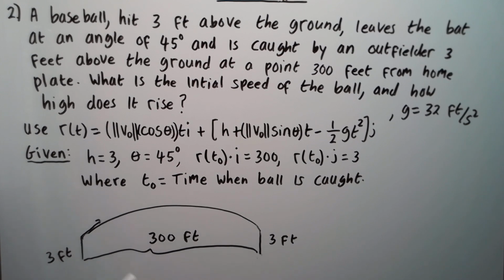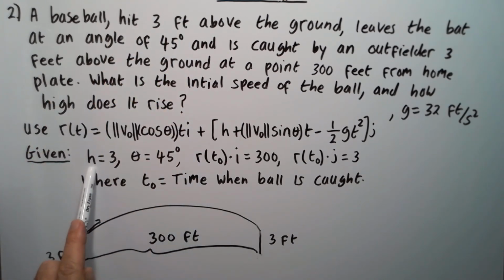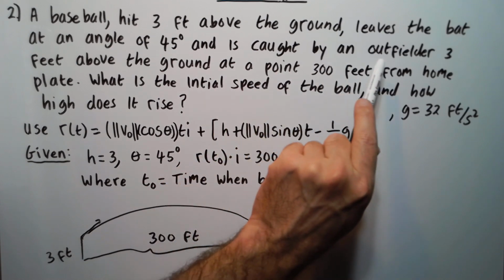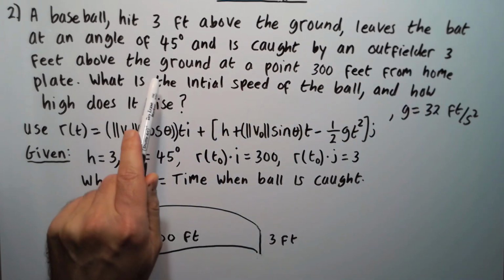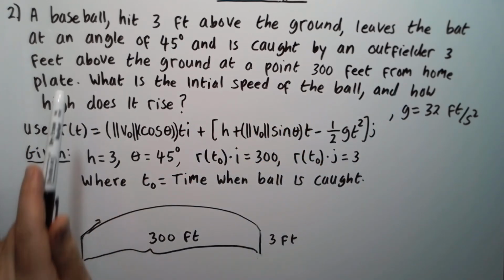Okay, so here's what's given. We're given the height. So the ball is hit 3 feet above the ground. That means h is 3. The angle is 45 degrees, so theta is 45. And it says also it is caught by the outfielder 3 feet above the ground. I'll come back to that. At a point 300 feet away from home plate.